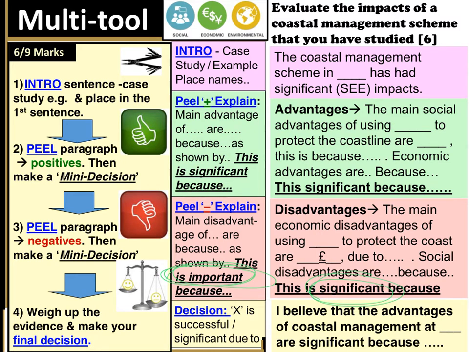At the end, you're going to make your final decision and say, I believe the advantages of coastal management strategies, or I believe the disadvantages of coastal management strategies are significant because, or the advantages outweigh the disadvantages. So sum up what you think.